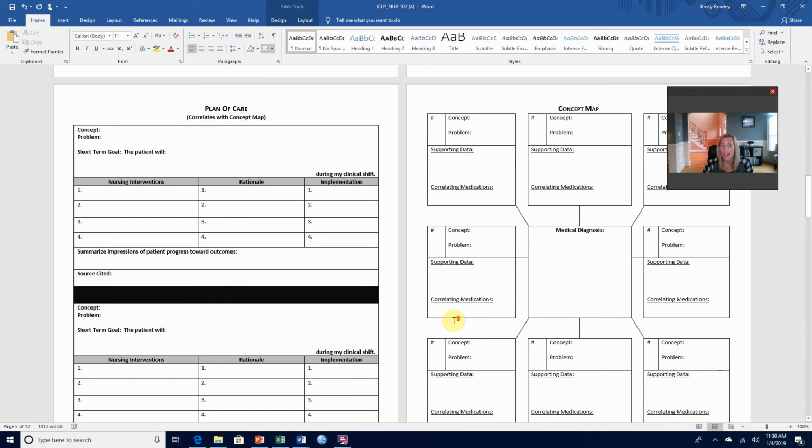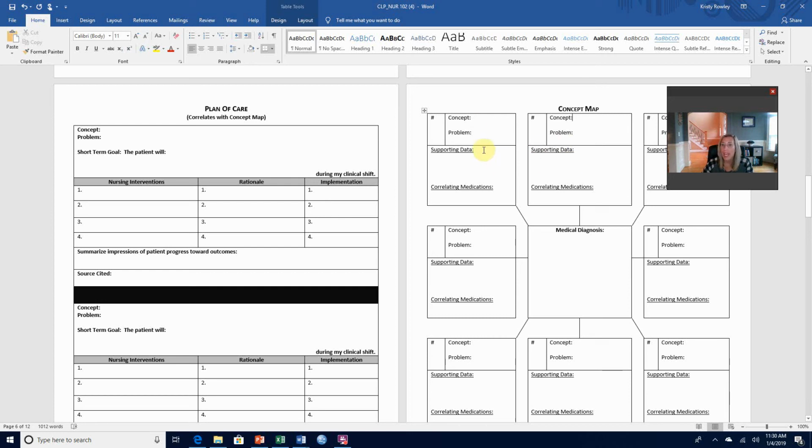So here's the concept map. So I have 4 plan of cares in there. So there's 2 sheets, so that's 4 plan of cares. The students are required to do a minimum of 3 to 4 plan of cares, okay? So those plan of cares directly correlate with the concept map. So in our example above, we put perfusion and high blood pressure. And then let's say in the second plan of care, the problem was shortness of breath, and the concept is oxygenation. So we've made 2 plans of care, and they need to be on the concept map.